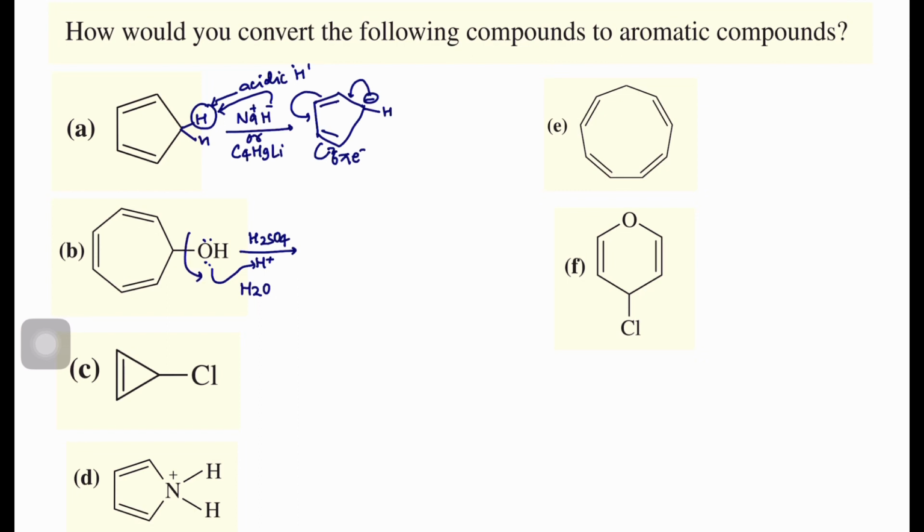and it will generate a carbocation, and that will be this one, which is again 6 pi electrons and is an aromatic species.